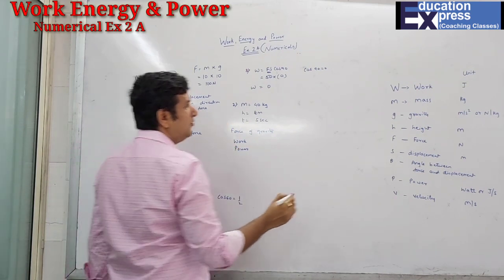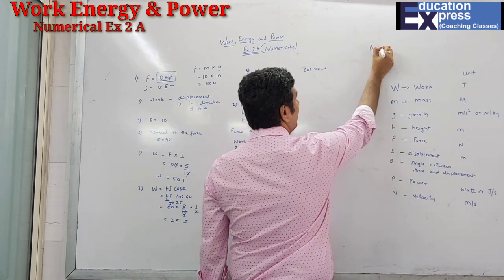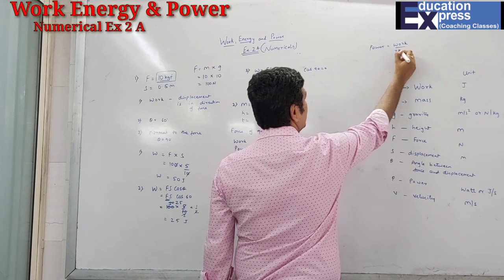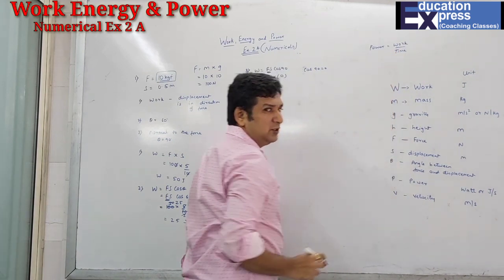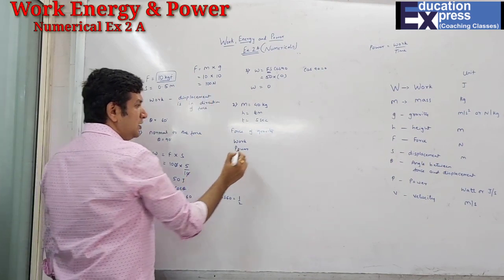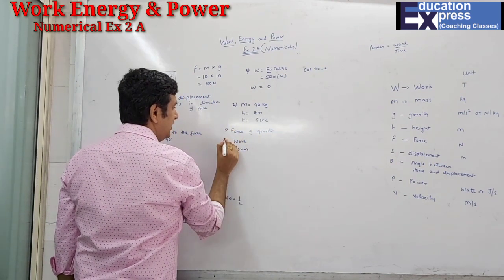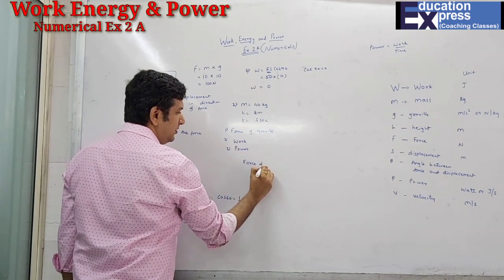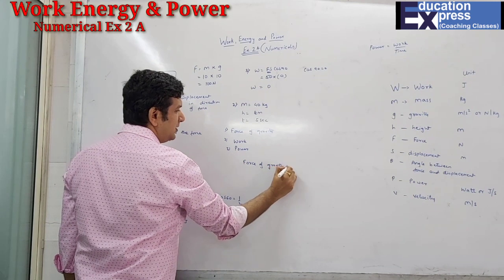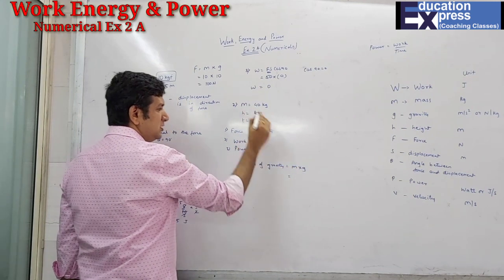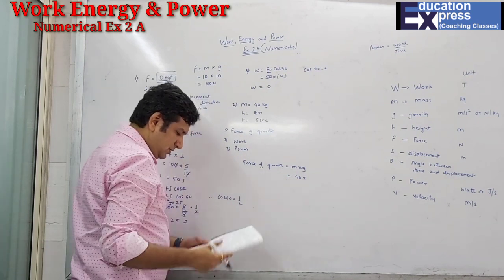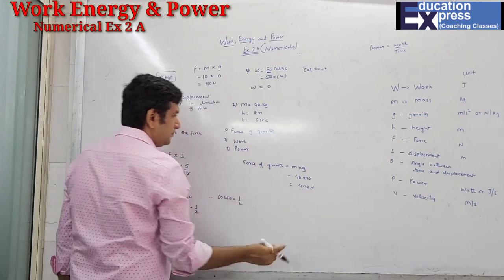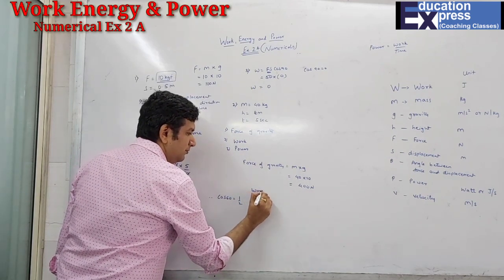So students, for power, what formula do we have? Work upon time, and also we have force into velocity, but here we will be using this formula. So first part, second part and third part. The first is force of gravity. I have already explained to you the force of gravity is nothing but mass into gravity. The mass is 40, g is 10, that's 400 Newton.